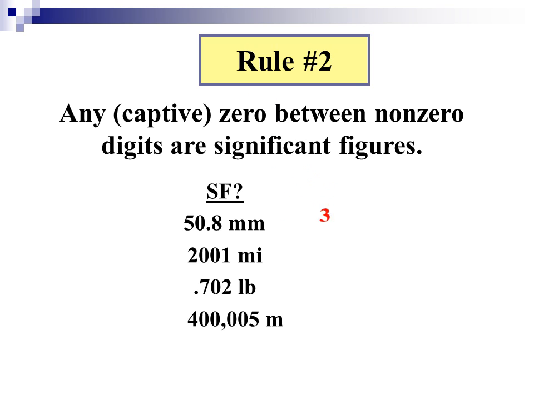50.8 millimeters has 3 sig figs. 2001 miles has 4 sig figs. 0.702 pounds has 3 sig figs. 400,005 meters has 6 sig figs. All of these measurements contain zeros between non-zero digits. Therefore, the zeros are considered to be significant figures.